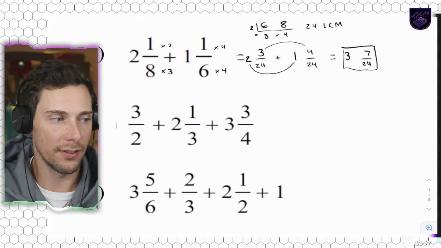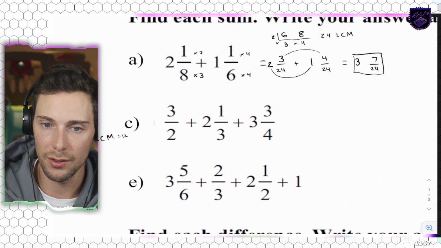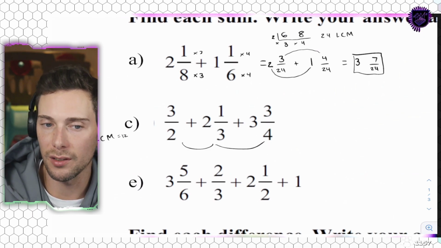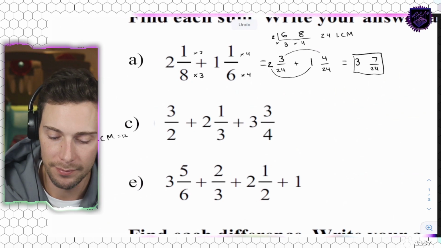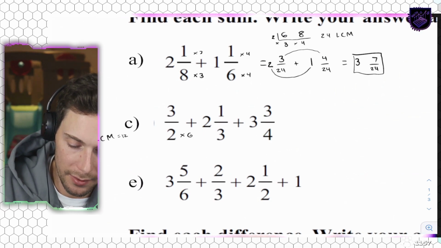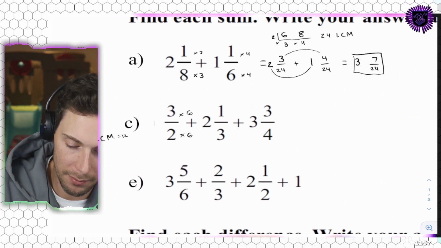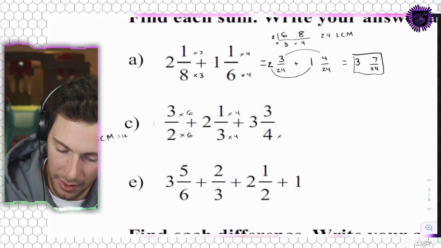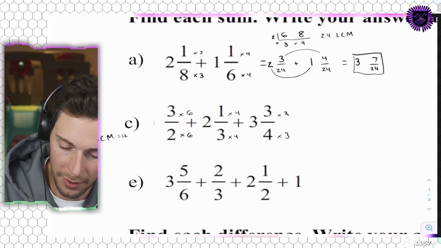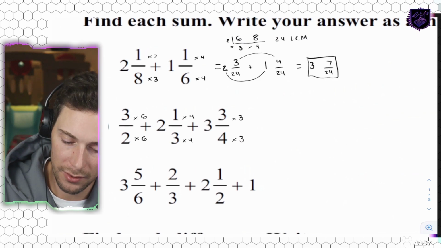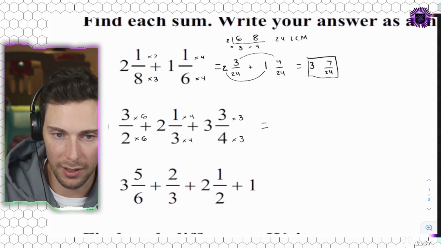Hopefully your teacher's given you that strategy. If not, just rely on what you know. If you got the 24 by just multiplying all of them together, it'll still work. It'll just have to simplify more at the end. Okay. I'm going to multiply by 6, multiply by 6, multiply by 4, multiply by 4, multiply by 3, multiply by 3, and this will bring us to have equivalent fractions with common denominator. So be careful, pay attention to what you're writing.